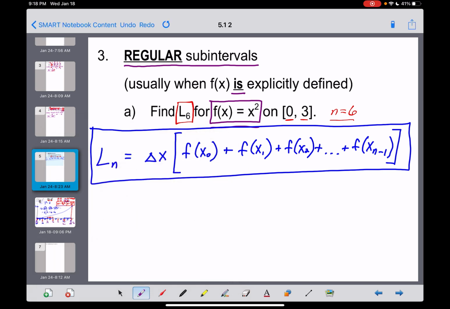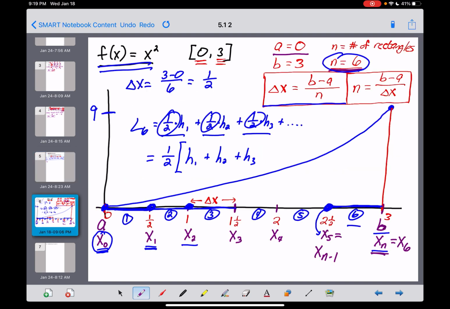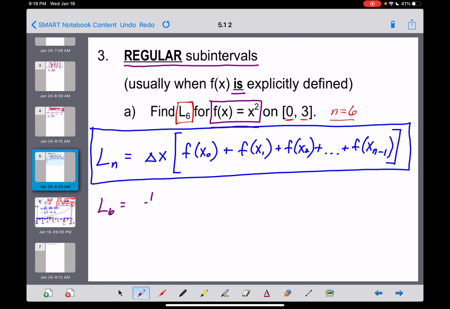Okay, so let's dive back into this particular example here, guys. L sub 6 is equal to, let's get to it. Delta x, we already found on this example right here, is going to equal 1/2. That's the common width or base of every one of these rectangles. So we're going to have a 1/2 out in front. And now what we're going to do in these brackets is add up the heights of all of our rectangles.